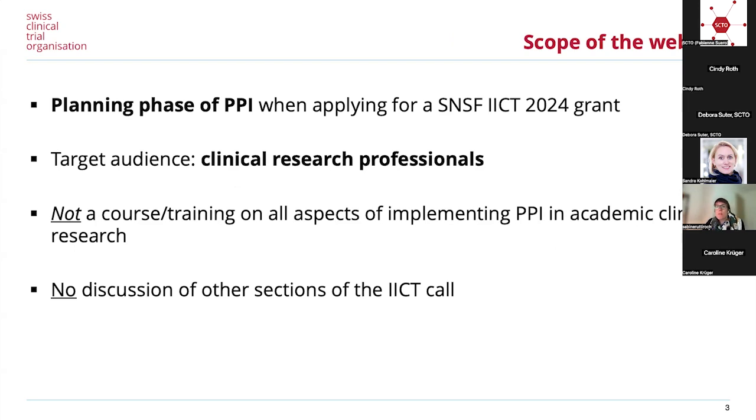The scope of this course today is really the planning phase of the patient and public involvement when you are applying to this IICT 2024 grant. The audience is clinical research professionals, of course. Just a quick reminder that this is not a course on training on all aspects of implementing PPI in academic clinical research, whereas you will, of course, get insightful information. And it's not a discussion of other sections of the IICT call. So this can be addressed differently, not here.